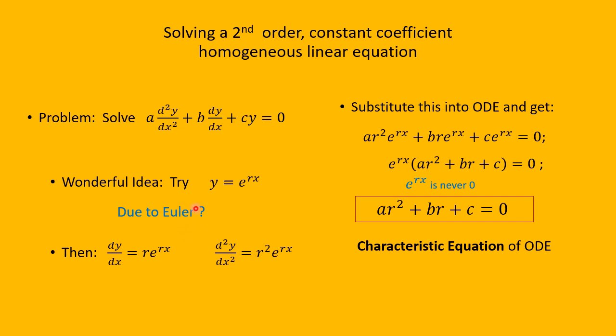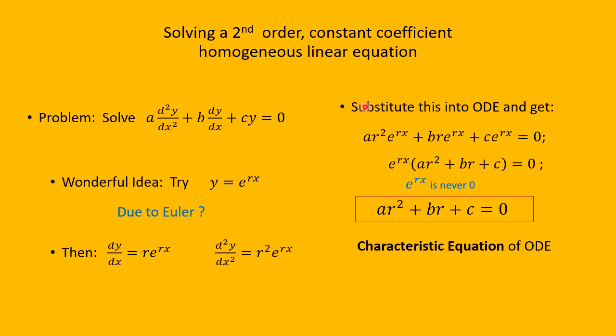So anyhow, if we let y equal e to the rx, we have to calculate in terms of this what the derivative of y with respect to x is, and also what the second derivative of y with respect to x is, and then plug those into this equation and see what happens. So if we differentiate this with respect to x once, we have the derivative of y with respect to x equals r e to the rx. If we differentiate again, the second derivative of y with respect to x is r squared e to the rx.